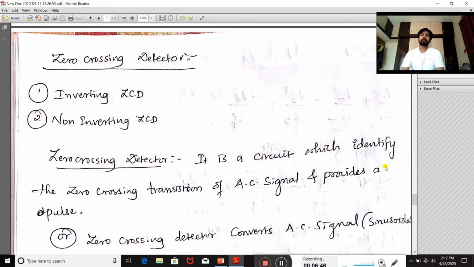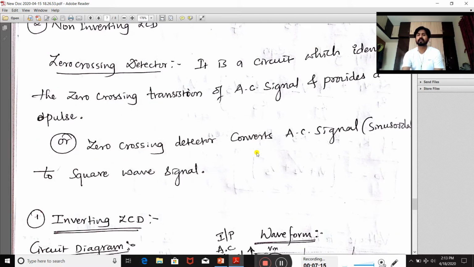Let's see now. There are basically two types of zero crossing detector. One is an inverting zero crossing detector and another one is a non-inverting zero crossing detector. What is this zero crossing detector? What exactly does it do? It is a circuit which identifies the zero crossing transition of a sinusoidal AC signal and provides a pulse there. Otherwise, in other words, a zero crossing detector converts a sinusoidal AC signal into a square wave signal. That is called zero crossing detector.